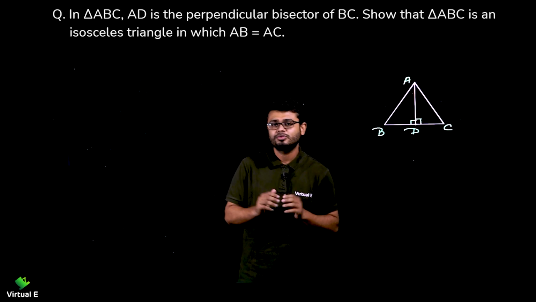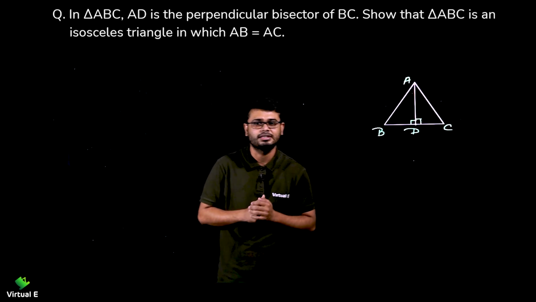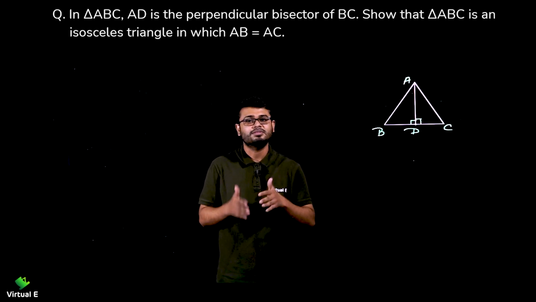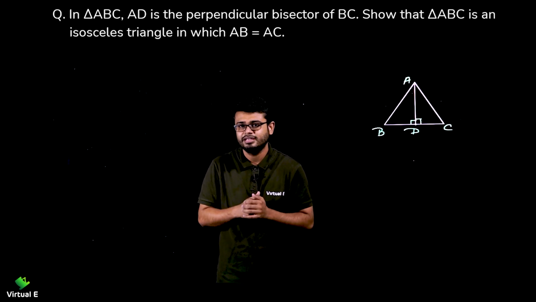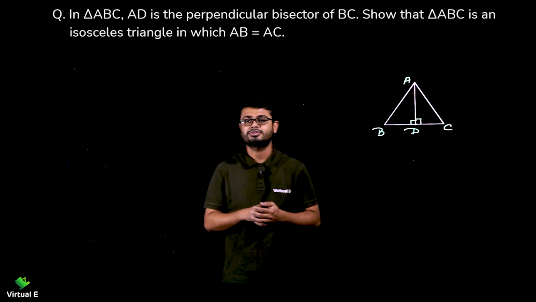Let's discuss one more question. Very simple it is. We need to prove here that it is an isosceles triangle. Now isosceles triangle means what? Two sides are equal. So we are supposed to prove two sides are equal. Let's read the question first. We have the figure here already in the question.